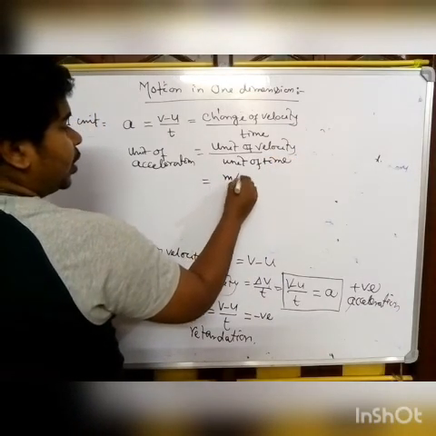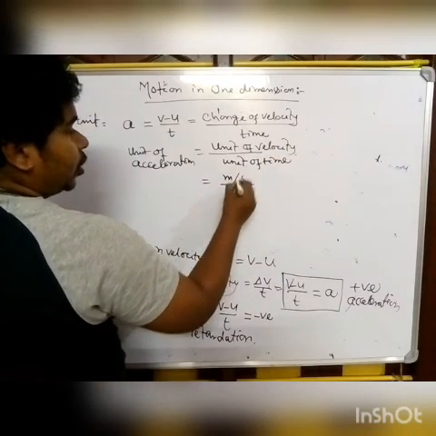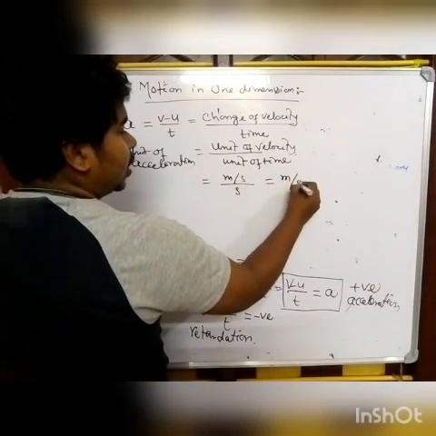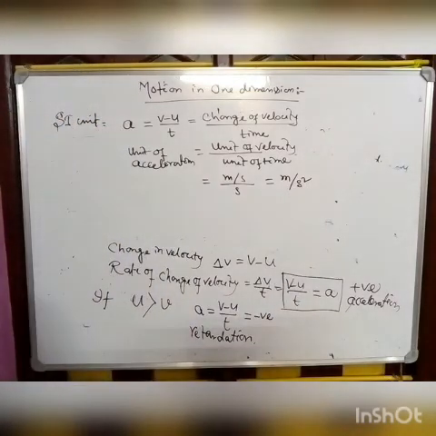We know it is meter per second. What is the unit of time? That is second. So it will come meter per second square. That is the SI unit of acceleration.